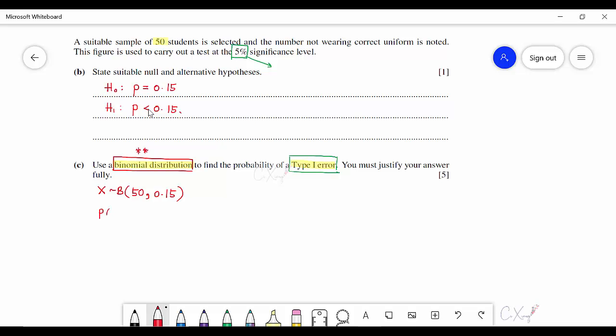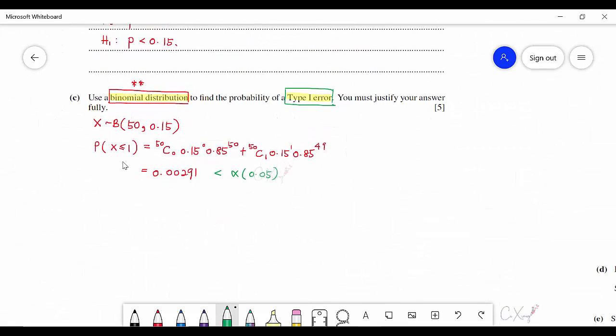Therefore, I want to find out what is the type 1 error, or where is the critical region. So you should start from x smaller equals to 0, but I know that x smaller equals to 0 shouldn't be the answer. So I start from x smaller equals to 1. For binomial distribution, it will be 50C0, 0.15 power 0, 0.85 power 50, then plus 50C1, 0.15 power 1, 0.85 power 49. By just pressing the calculator, you get the answer for x smaller equals to 1, which is 0.00291. Once you get this value, you compare it with the significance level, alpha, which is 0.05. The p value that you calculated here is smaller than alpha, which means that x smaller equals to 1 is under the rejection region.